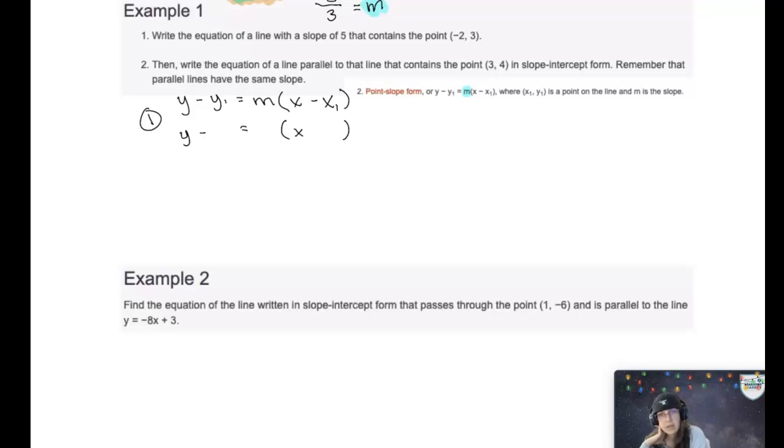Okay. So your first example says, write the equation of a line with a slope of 5 that contains the point -2, -3. Right, that's right here. Okay, so the first thing we're going to do is take our slope because it's given to us. So our slope is 5. We're going to substitute in 5 for m.